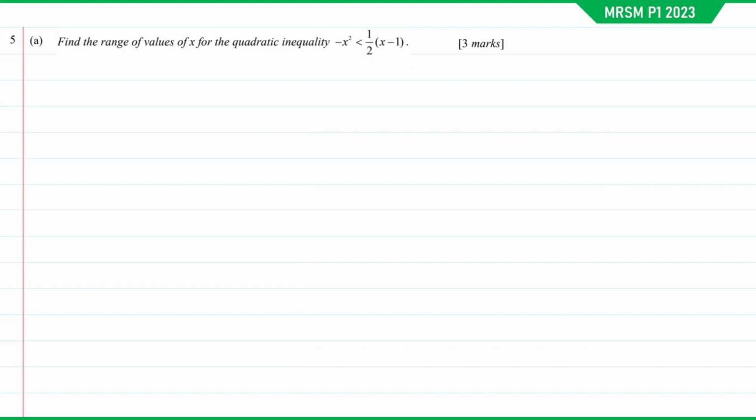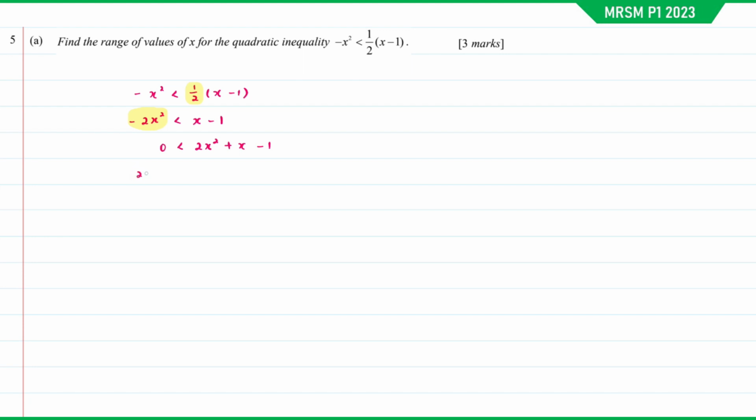Question 5a. Find the range of values of x for the quadratic inequality negative x squared less than 1 over 2 times x minus 1. So first, I want to move this 1 over 2 to the left hand side. It will be negative x squared times 2, which is negative 2x squared. So next, I'm going to bring this negative 2x squared to the right hand side, so that the value of a of this quadratic inequality will become positive 2. So 0 less than positive 2x squared plus x minus 1.